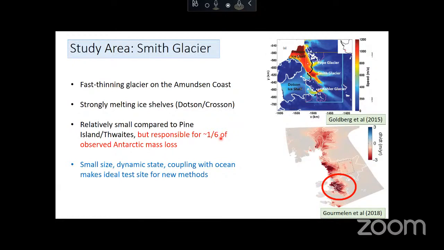And for that reason, I decided, I guess years ago, that it makes an ideal test site for new methods, because new methods often require a lot of experimentation, and that requires a smaller domain, but can maybe provide lessons that can be extrapolated to larger areas of the Antarctic ice sheet, or lessons that can be carried over to modeling studies over larger areas.